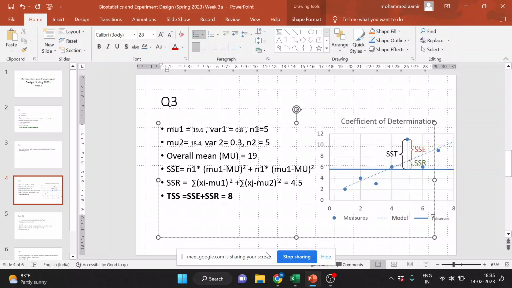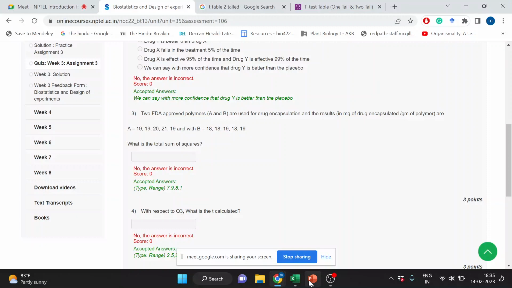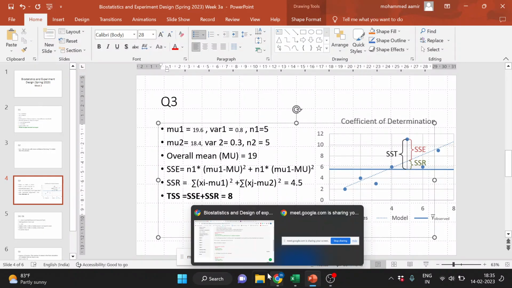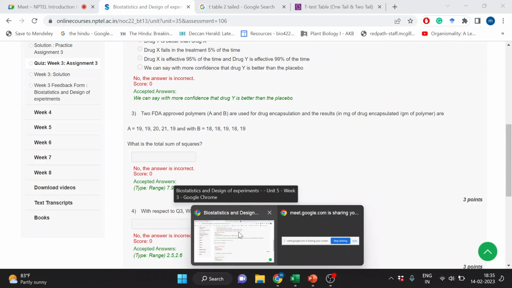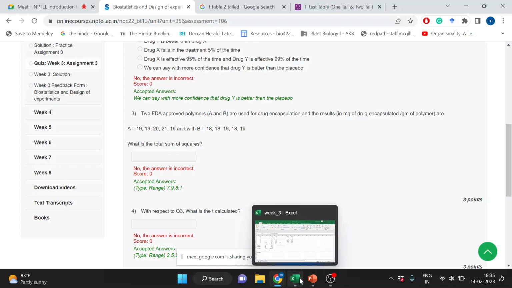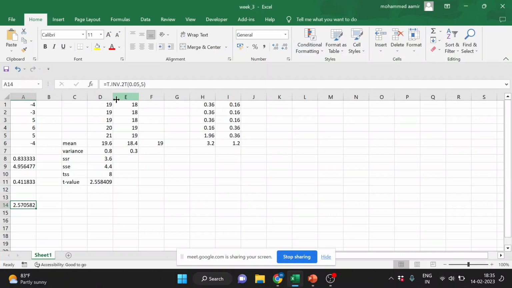Now given that data set, I've already done the calculations. I thought it was a little boring to do it for you. These were my data points: drug A had these values, and drug B had these encapsulation values. The mean of the first column is 19.6 and the mean of drug B is 18.4. Their variances were 0.8 and 0.3 respectively.